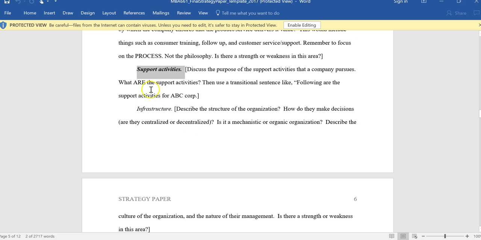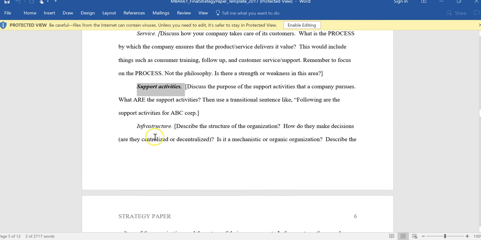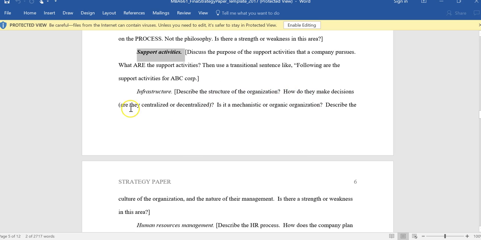When we get into infrastructure, so this is an introductory paragraph, basically for the second part of the value chain analysis. So when we're talking about infrastructure, what we're saying is, what is the essence of the organizational structure? We're talking about organizational structure here. Okay, so what is the structure? Is it a mechanized or is it an organic structure? Is it fluid with the outside world, or does it have to be rigid? Is it a traditional company? Where are decisions made? Is it decentralized or centralized?